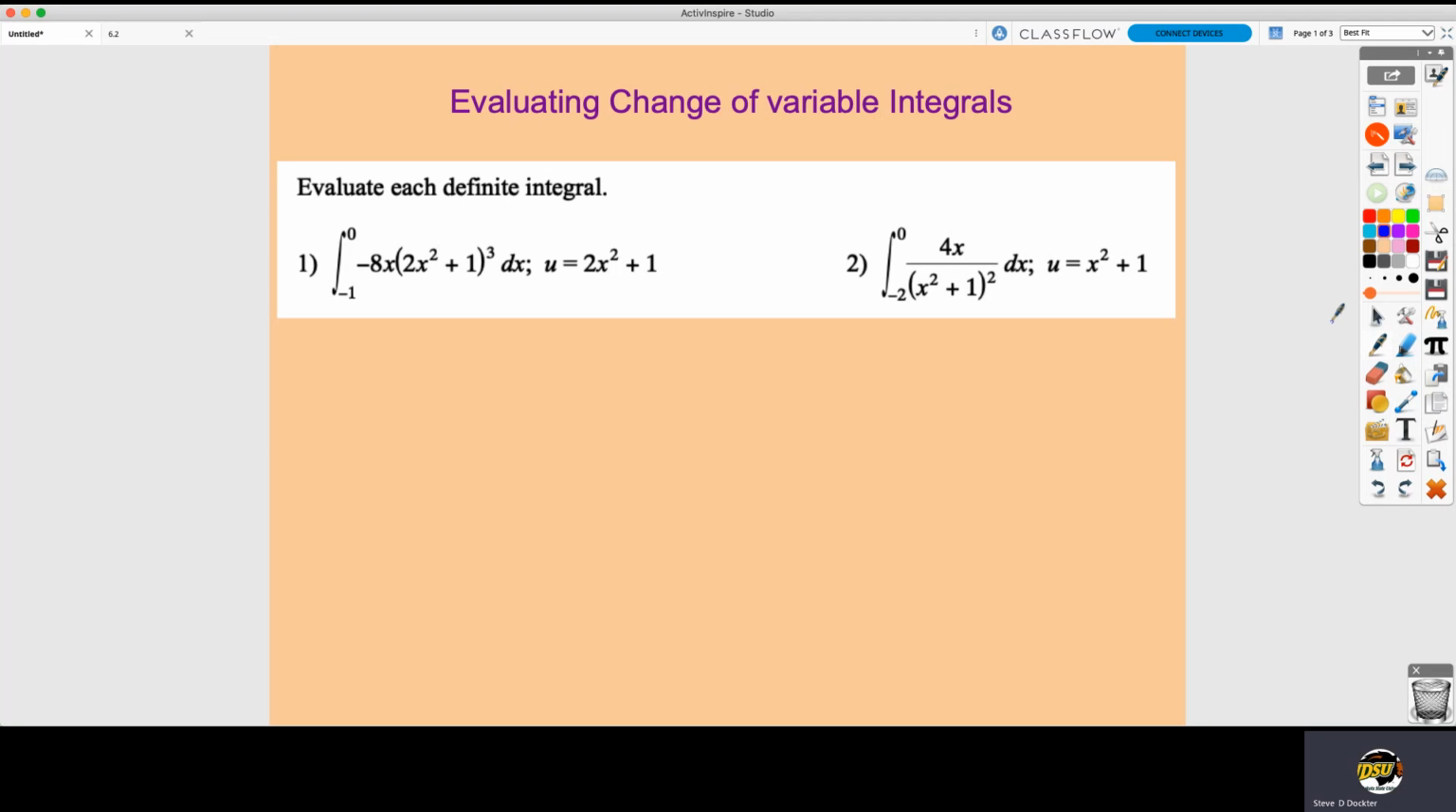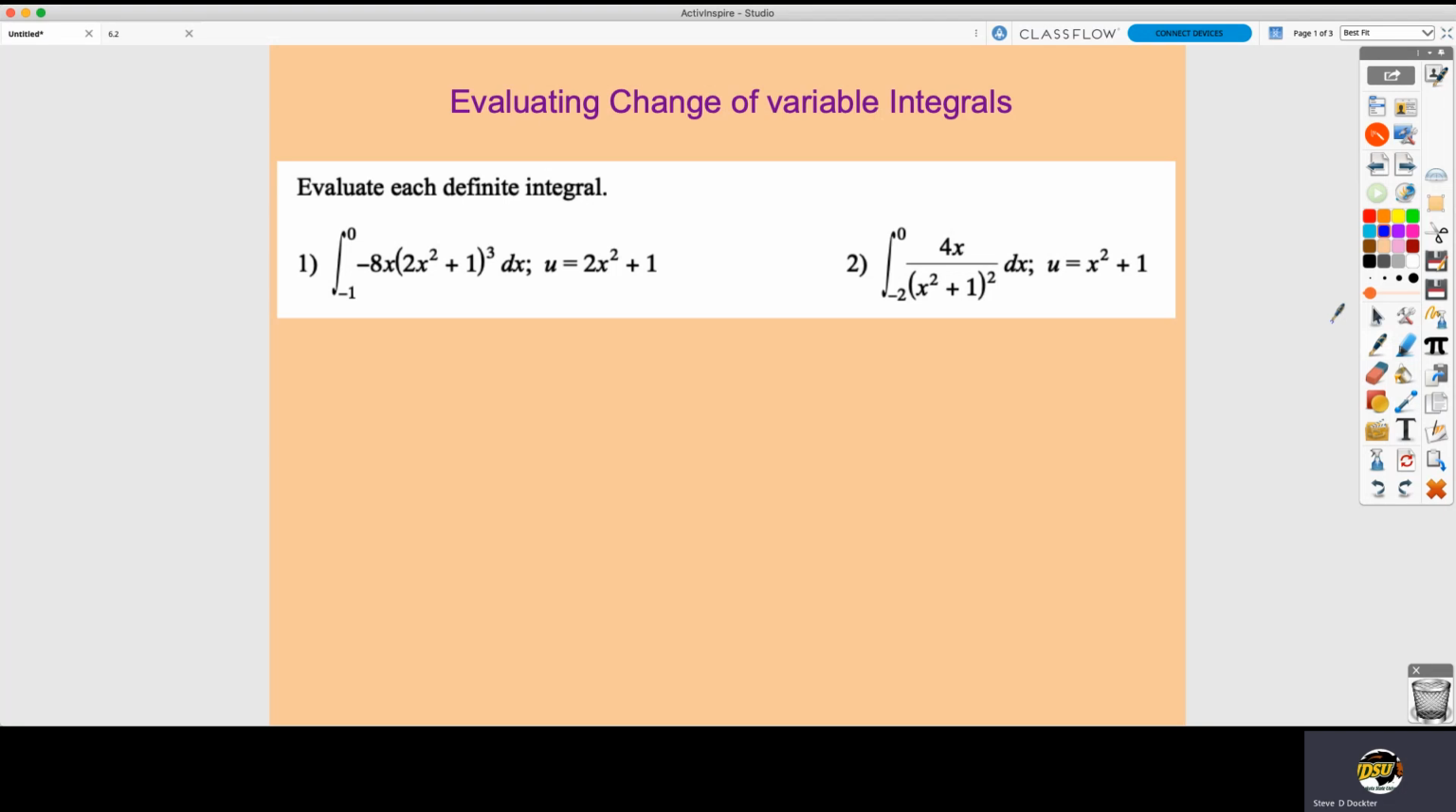All right, so we are going to evaluate integrals again today. But this one's going to be a little bit different because we are going to change the variable. We are starting with an x here, and we're going to end up with a u. And then when you change the variable, how do you adjust for that?